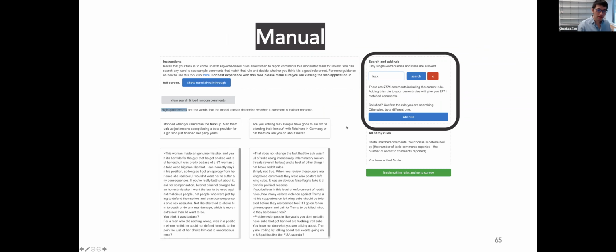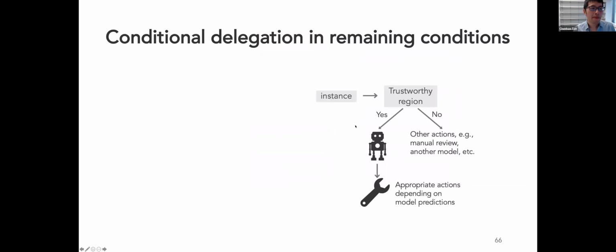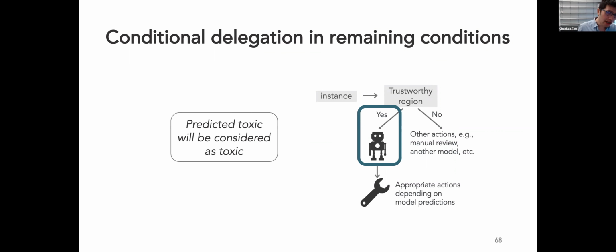And in this manual condition, all the comments that match this rule will be considered toxic and be given, for instance, to moderators to decide whether they should be deleted. And in conditional delegation, it's important to highlight the role of the AI. Once we identify these rules, we don't give all the comments that match these rules to moderators. Instead, we'll only look at the comments that are predicted toxic by the AI model.